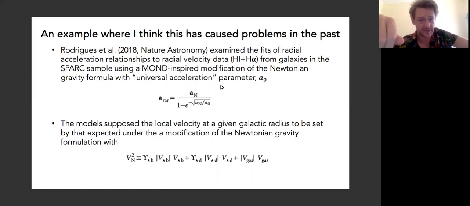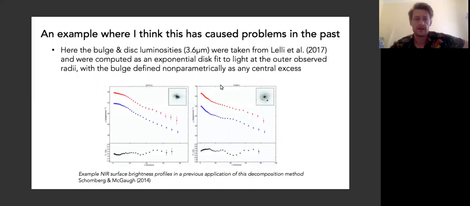The models that they fit were based on bulge-disk decompositions or profile fits that had already been created. And so the free parameters of this downstream analysis were the mass-to-light ratio of the bulge and of the disk, as well as this universal acceleration parameter under the MOND style model. This is the way the bulge and disk luminosities were estimated. Basically, they were computed from near infrared imaging by a two-step process where an exponential disk was fit to the outer part of the observed light profile, and then the bulge was defined non-parametrically as any central excess rising above that disk.